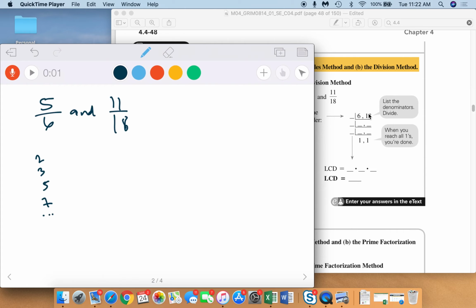We have 6 and 18. So what do we start with? We start with 2, right? We go in order. 6 divides evenly by 2, so that gives us 3. And 18 divided by 2 gives us 9.